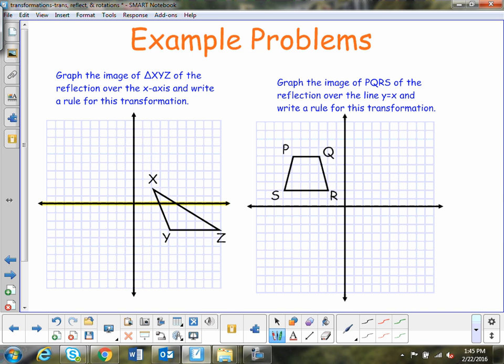So let's take a look at X. How many units is X away from our line of reflection? 2. So just go 2 in the opposite direction. That's going to be your X prime.